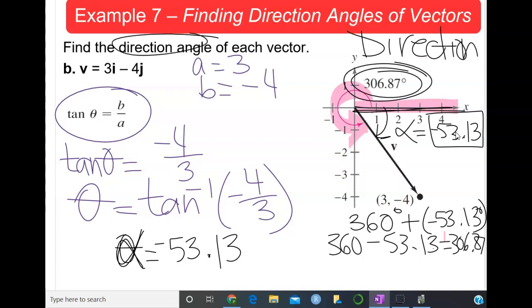So remember, direction angle must be positive, and in standard position, meaning starting from the positive x-axis and then counterclockwise, opposite as the clock, so positive angles.